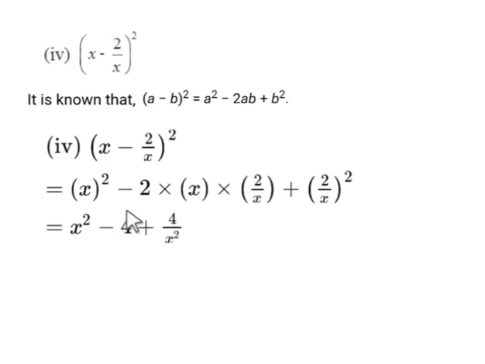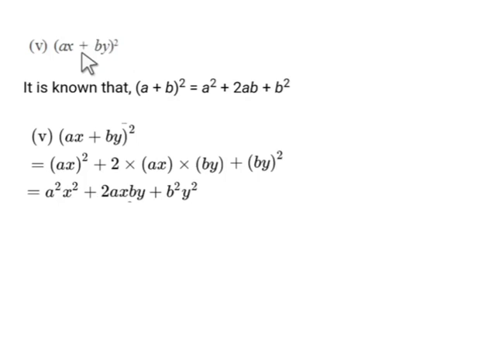Here x square, minus, x will get cancelled in the middle term. So 2 2s are 4. Only negative 4 is left in the middle term, plus numerator square upon denominator square, that is 4 upon x square.